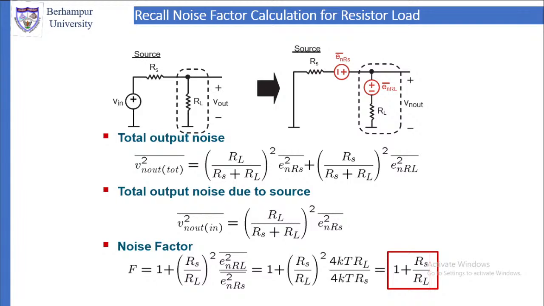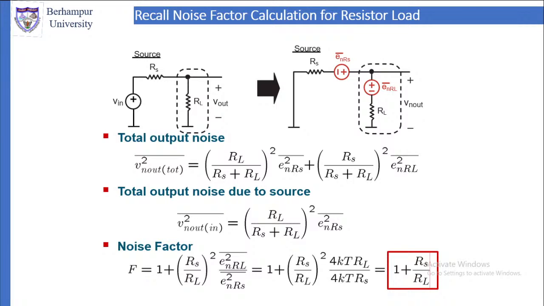For example, remember the noise factor calculation for a resistor load. Try to remember what we were doing there. In that case, we had the source and we had the load, RS and RL. Look at the left side figure. RL is the load, RS is the source resistance. That is equivalent to the source resistance followed by a noise source, then the load resistance preceded by a noise source.